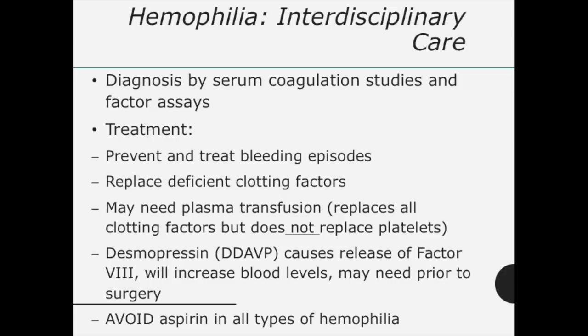So when we think about why we're assessing the neurostatus, we don't want this person to have an intracranial hemorrhage. So we are assessing to make sure that they aren't. And then we're going to monitor urine for hematuria. We're going to control joint bleeding by immobilization, elevation, and application of ice.